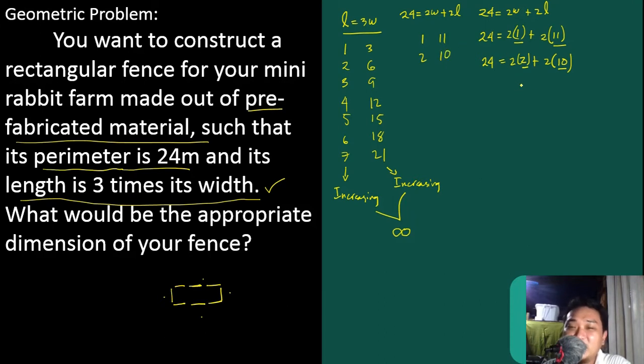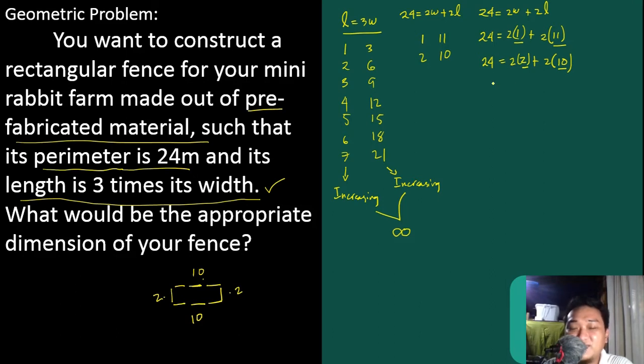Bakit? Kasi kung ganito yung sukat natin, meaning eto 2 meters, tapos eto 10 meters, eto 2 meters, eto rin 10 meters kasi rectangular naman siya. Pag in-add natin yung dimensions nung ating rectangular fence for our rabbit farm, ang perimeter niya is 24.